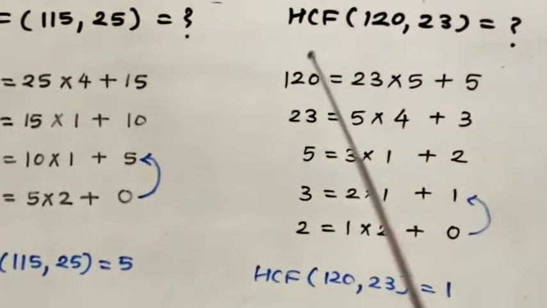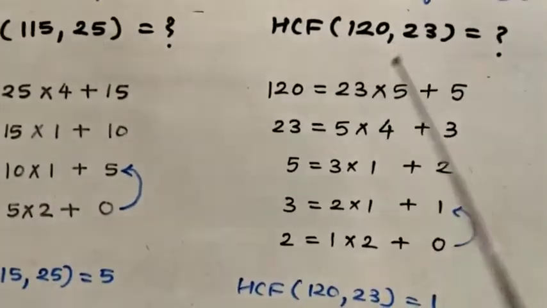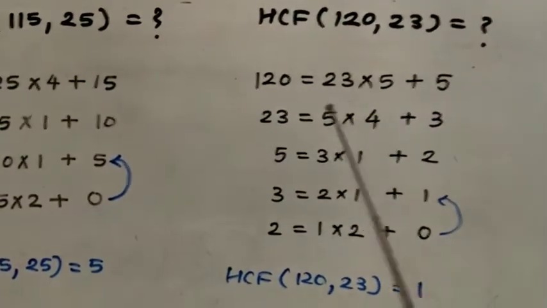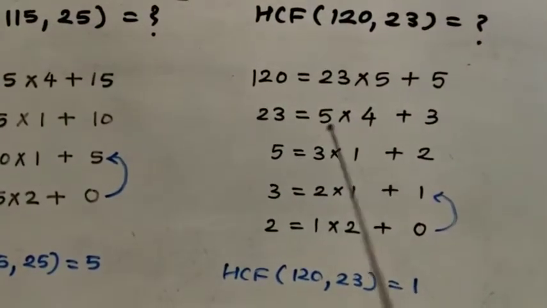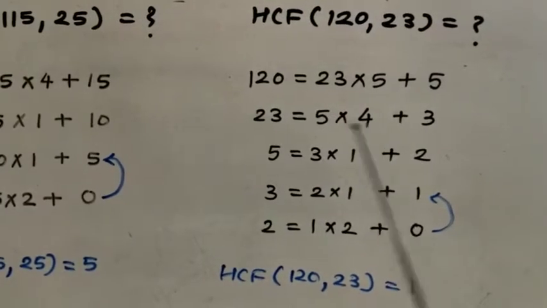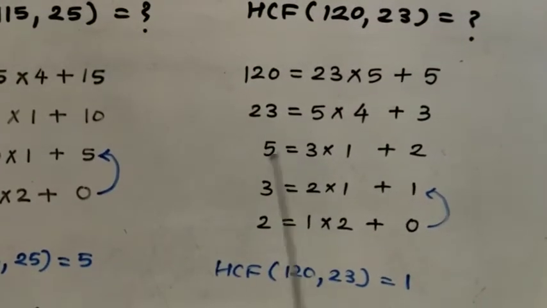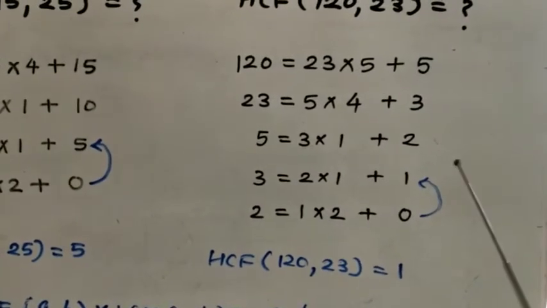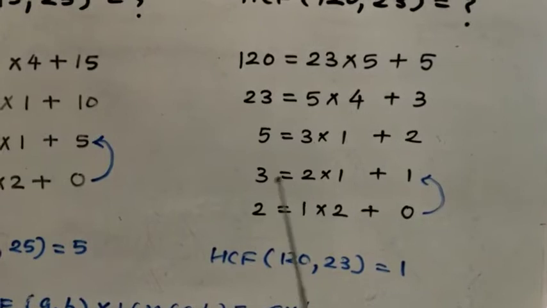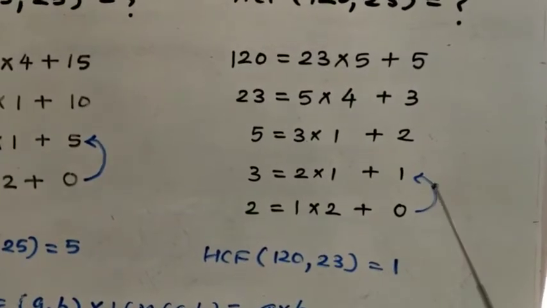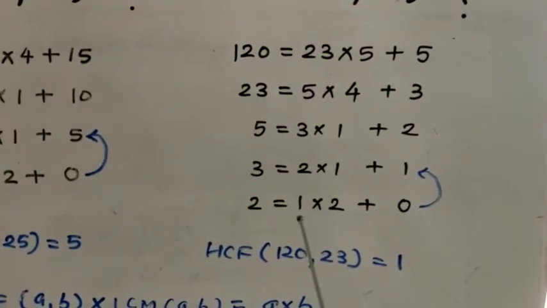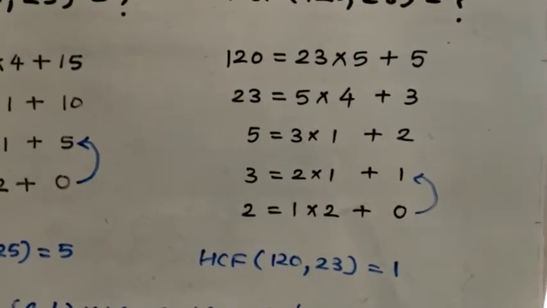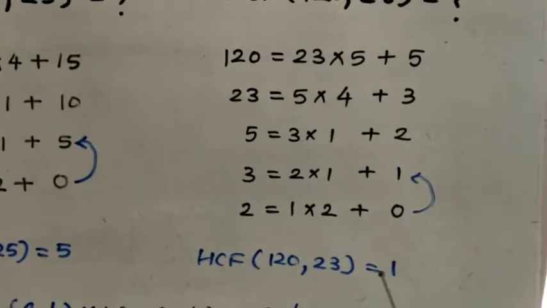And another one, 120 and 23. 120 divided by 23: 5 times, remainder 5. 23 divided by 5: 5 times 4 is 20, remainder 3. 5 divided by 3: 3 times 1, remainder 2. 3 divided by 2, remainder 1. 2 divided by 1, remainder 0. So our HCF is 1.